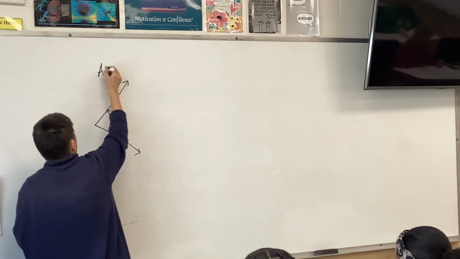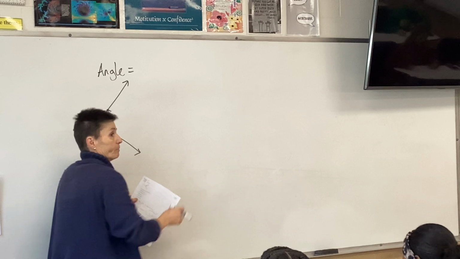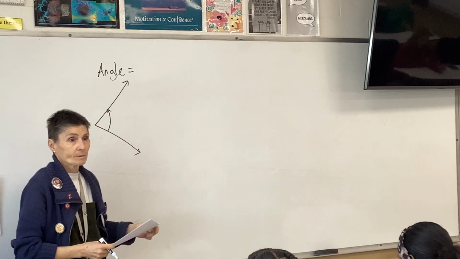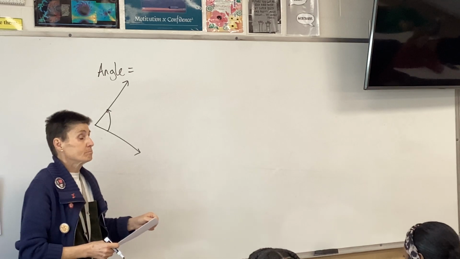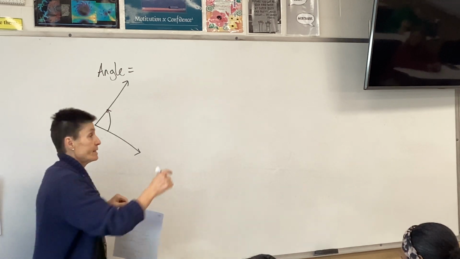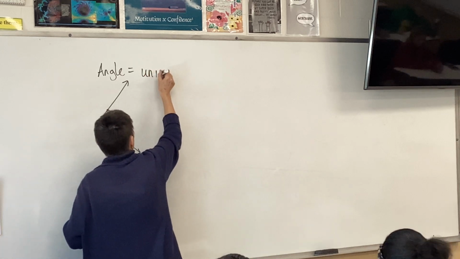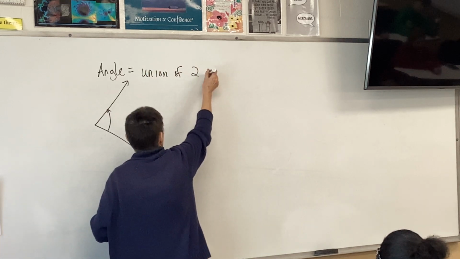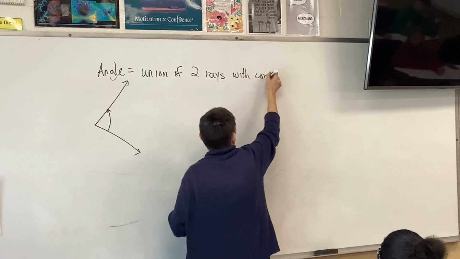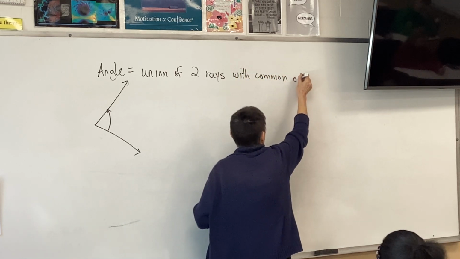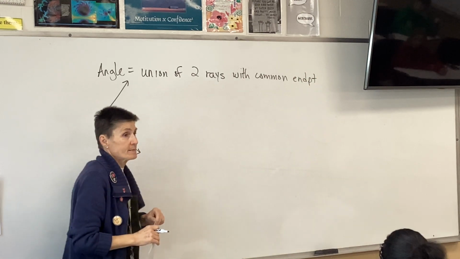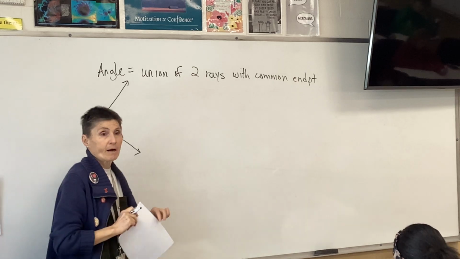All right. Anybody know the definition of an angle? The definition of an angle. Okay. Close. You're on the right track. It's the union of two rays with a common endpoint. Does that make sense to you? Two rays that have a common endpoint.